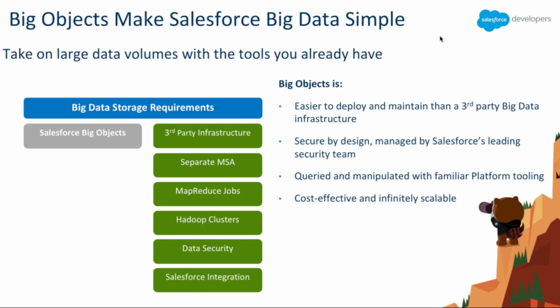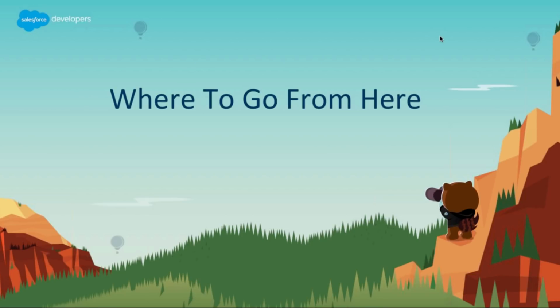So we think that big objects allows you to create these types of high-throughput applications that have many records of immutable data behind them in a way that is easier and simpler than having to integrate a third-party stack into your application. And what I want to talk about now is, where do we go from here?